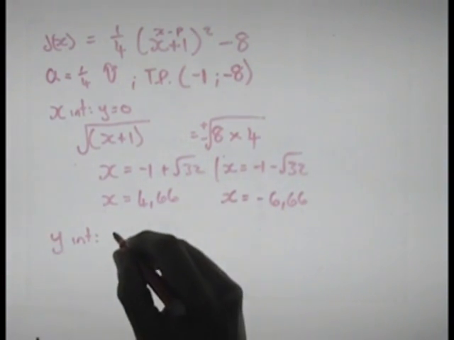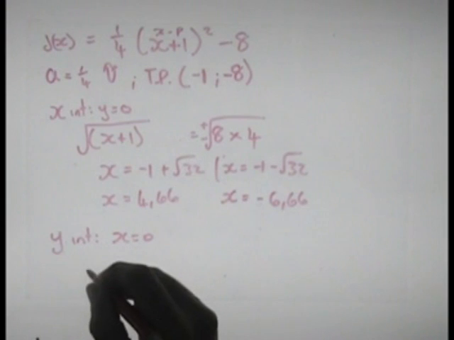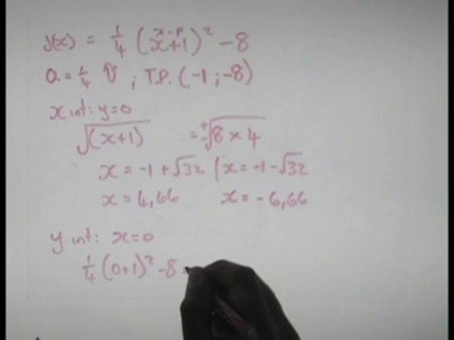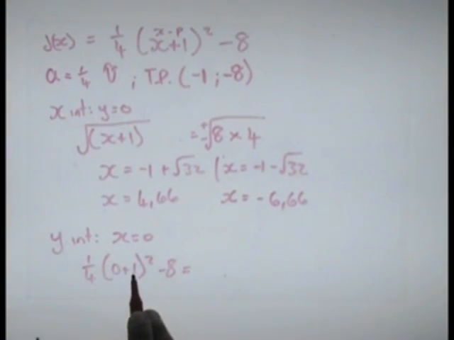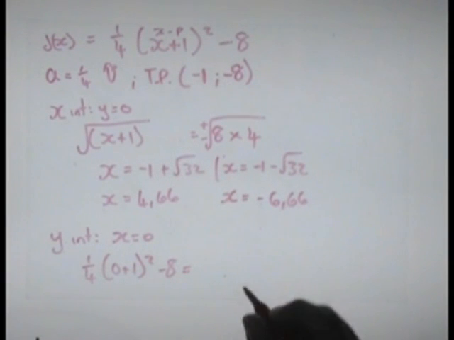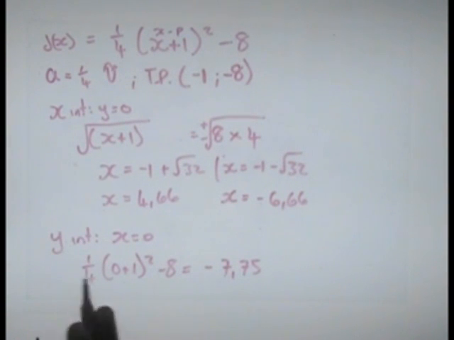My y-intercept happens when x is equal to 0. So that will be 1 over 4 (0 + 1)² minus 8, which is equal to 0 plus 1 is 1, squared is 1, times 1 over 4 is just 1 over 4. 1 over 4 minus 8 is equal to negative 7.75. I just punched that into my calculator. I didn't bother to do the whole long calculation. You can choose which method suits you best.